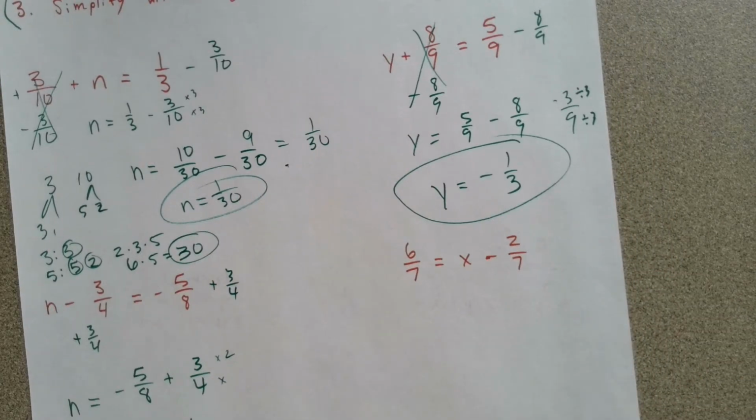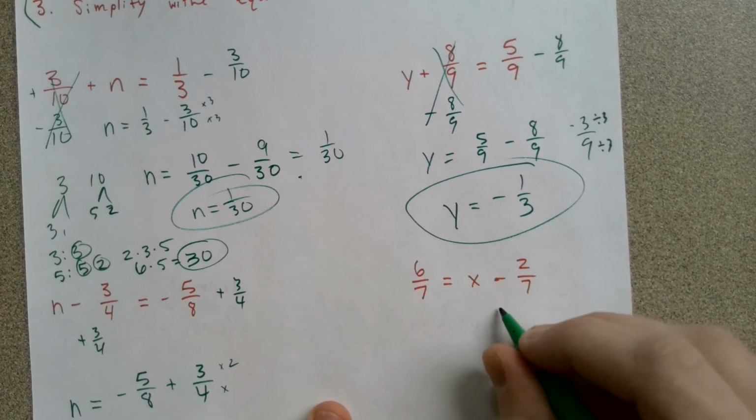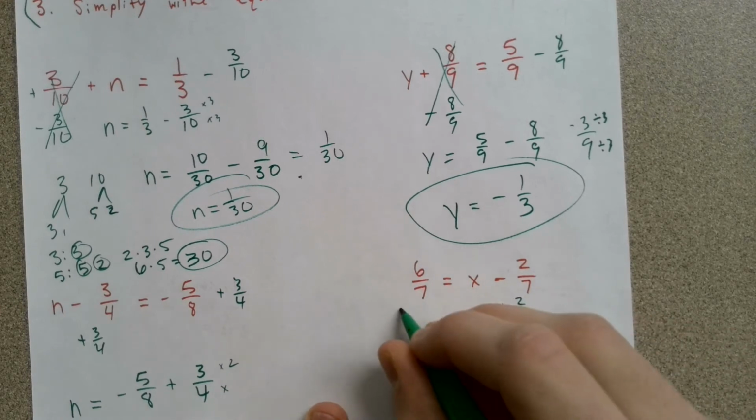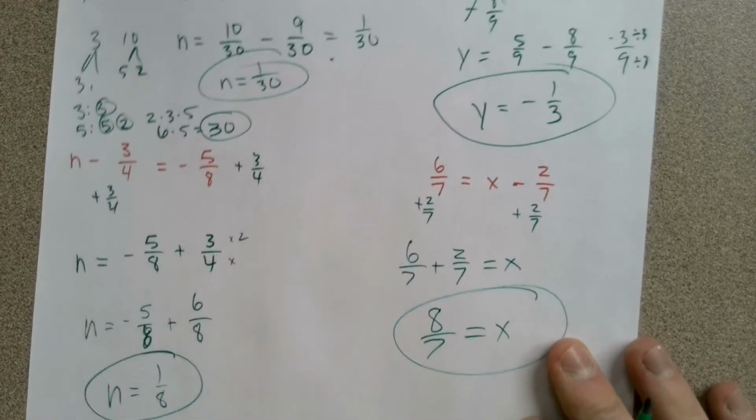All right, one more here. We have to get x by itself, get the variable all alone. So I'm going to add 2/7 to each side. We already have a common denominator, so we're going to do 6/7 plus 2/7 equals x. Add those straight across, and we get 8/7 equals x. Done right there.